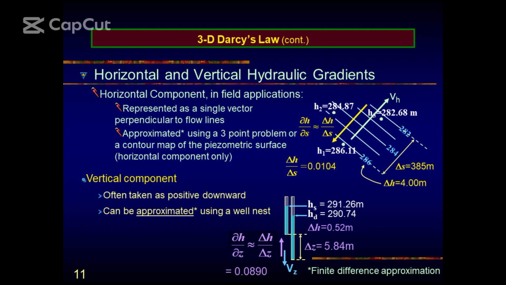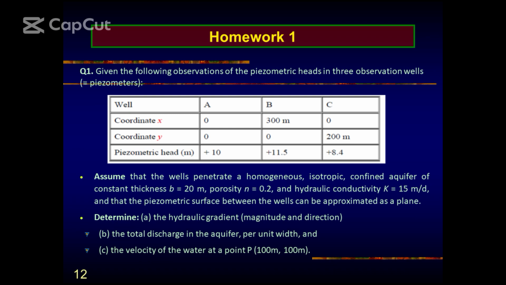And then, this is homework number 1, although I will add another question to this one. Those auditing the course are exempted from participating in this homework. Given the following observations of the piezometric heads in 3 observation wells, A, B, C, these are the coordinates and these are the piezometric heads.